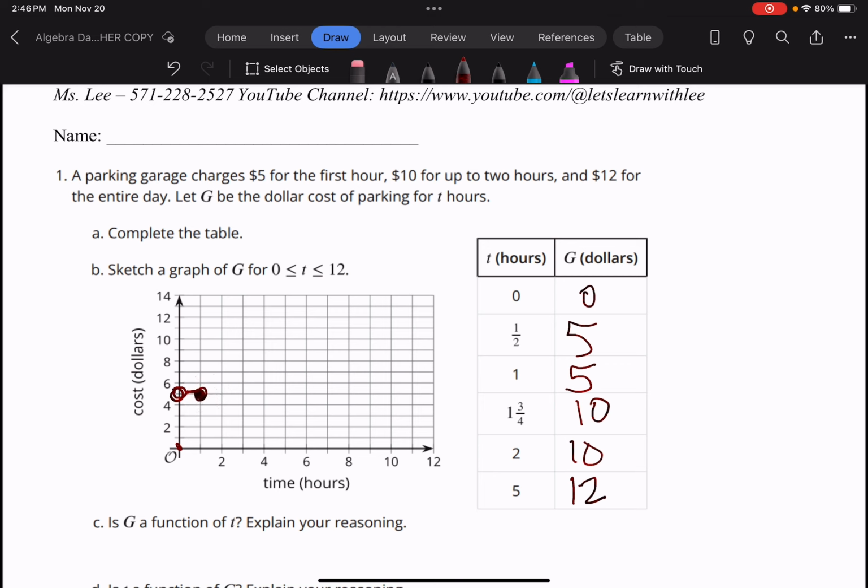Then it's $10 for up to 2 hours. So $10, open circle here, because it's still $10 at 1 hour, up to 2 hours. Then it is $12 for the entire day. So after that point, it's going to be $12. Okay, and including this point there.